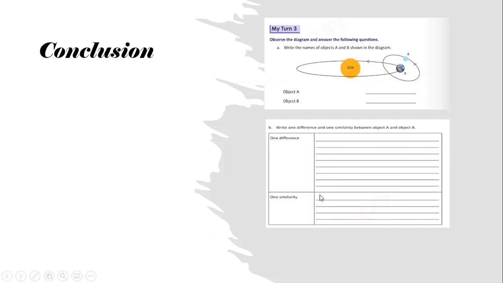What is Earth? Earth is a planet. What is Moon? Moon is a natural satellite. So you can identify the differences between the Earth, the planet, and the satellite, and then finish off the homework.